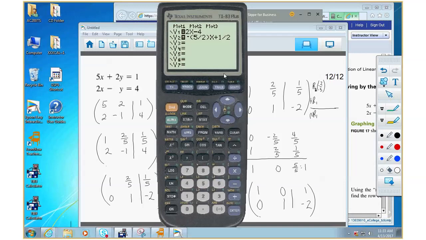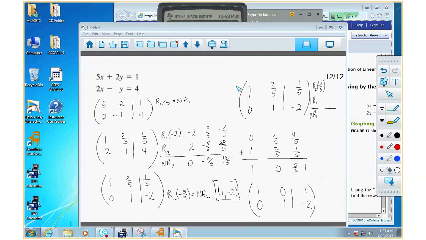So that, yeah, that looks better. Now, trace the second function to calculate. Intersect, enter, and then I'm going to put it about right there. And 1, negative 2. So we feel good about ourselves.